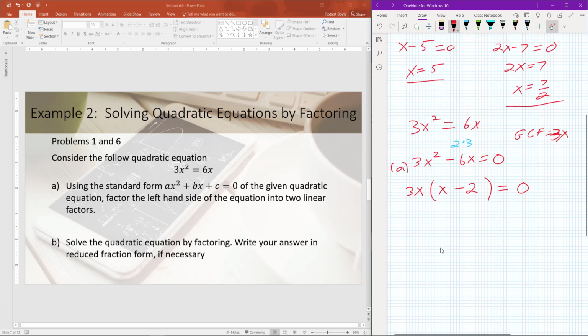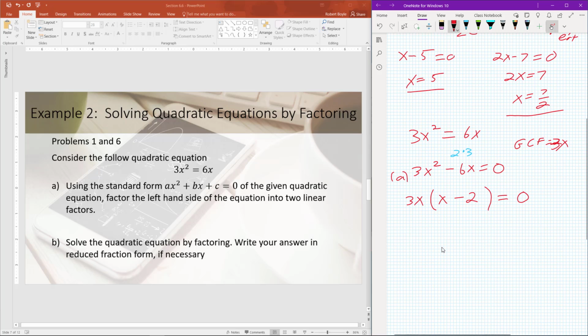Now for part B, we need to solve this equation by factoring, or more importantly, using the zero factor property. And the property tells us for this product to be equal to 0, either 3x must be equal to 0, or x minus 2 must be equal to 0. Solving both equations, we'll divide by 3 here. We just simply have that x is equal to 0. And then adding 2 to both sides, we have that x is equal to 2. And that would be the answer for part B in this particular case.